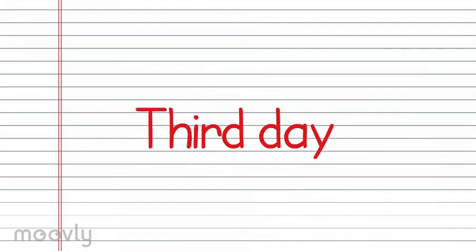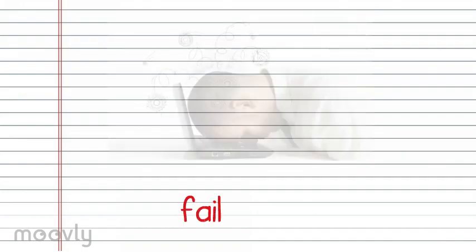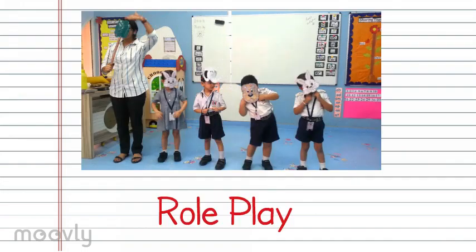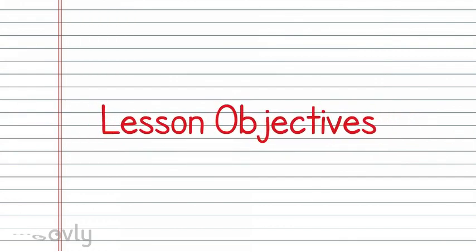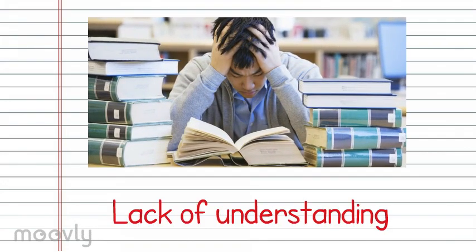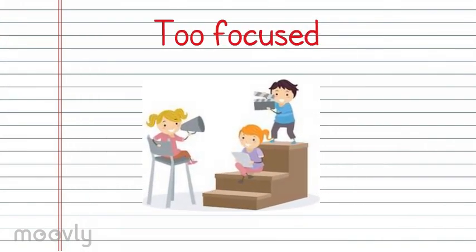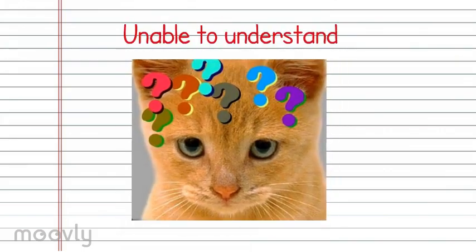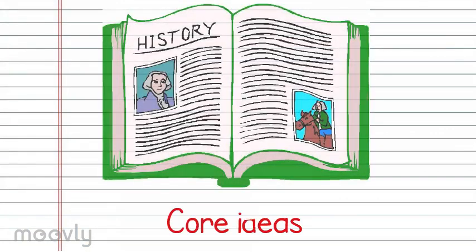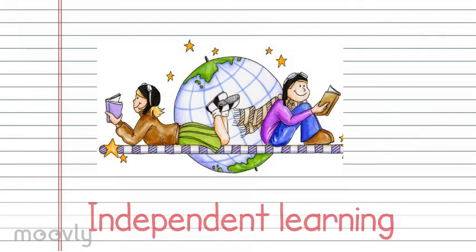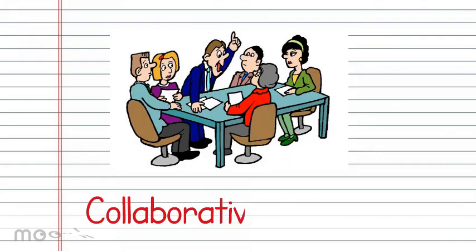The third day activities was organized due to the failure of the role play activities in achieving its lesson objectives. The students weren't able to grasp an understanding of the topic. It seems that they were too focused on making the script and the role play that they failed to fully understand the core ideas of the topic. The lesson activities for the third day focused on independent and collaborative learning.